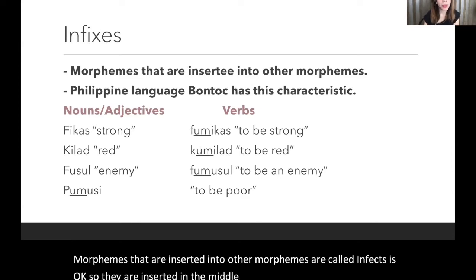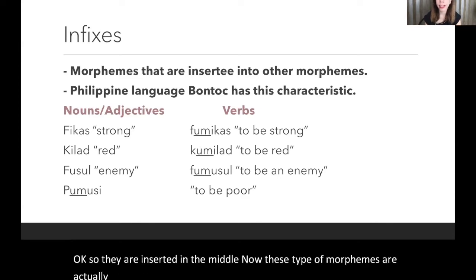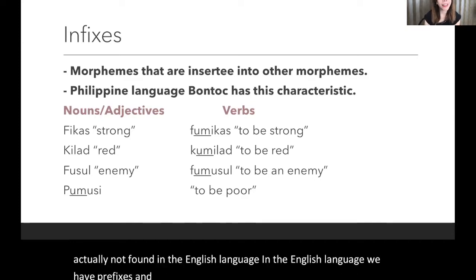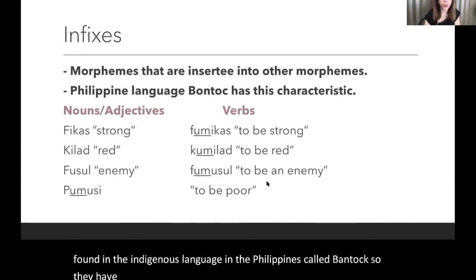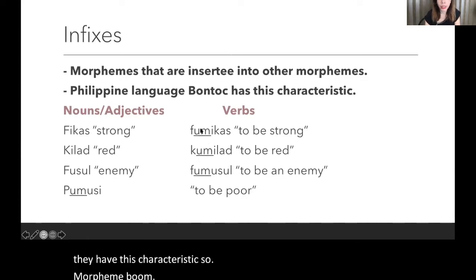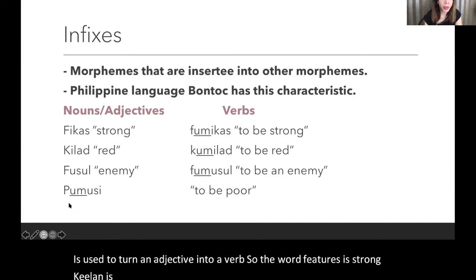Now, these types of morphemes are actually not found in the English language. In English, we have prefixes and suffixes, but infixes, which means inside, can be found in an indigenous language in the Philippines called Bontoc. So they have this characteristic. The morpheme is used to turn an adjective into a verb. So the word ficas is strong, kilad is red, fusul is enemy, humusi is poor, I think.